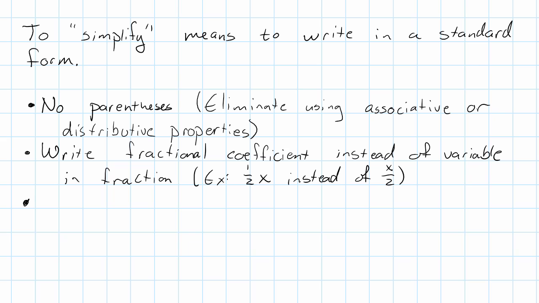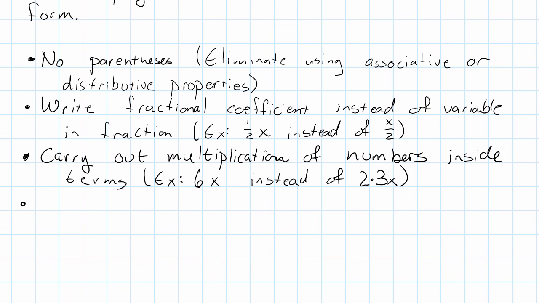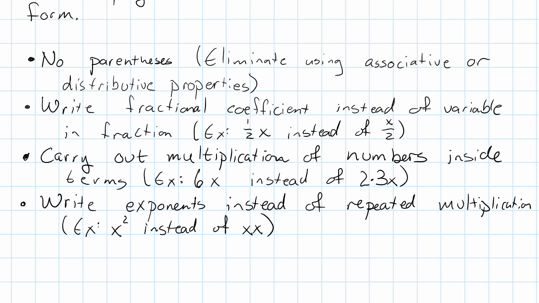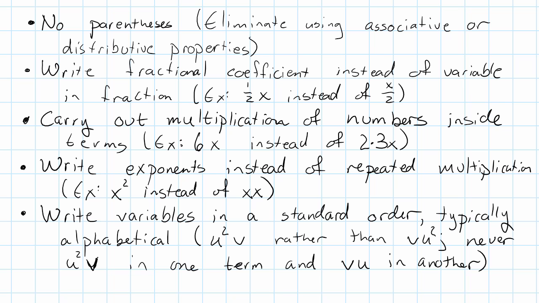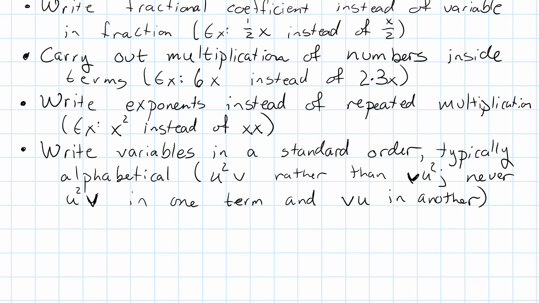We want to carry out any multiplication of numbers inside terms. And we should also, for example, write x squared instead of x times x. We want to write variables in some standard order if there's more than one variable. Typically we'll choose alphabetical order, but sometimes we'll have a reason to do something else. So typically we'll want to say u squared v rather than vu squared, but for sure we'll never have u squared v in one term and vu in another.